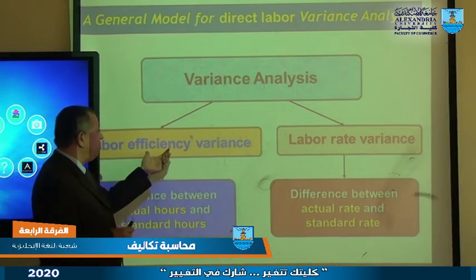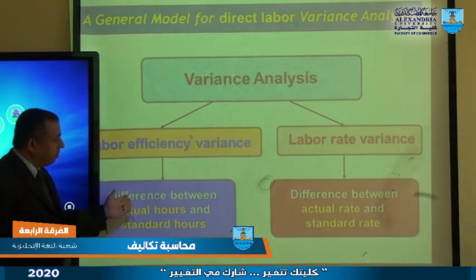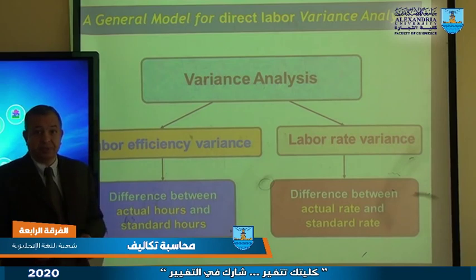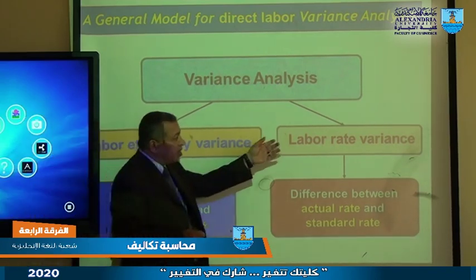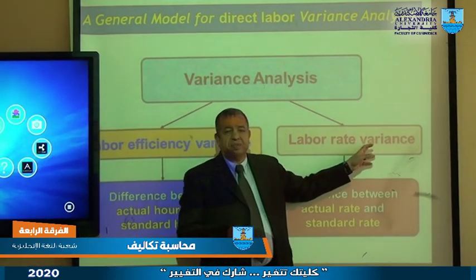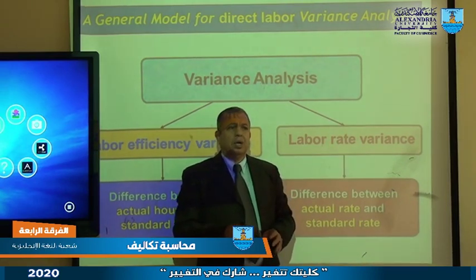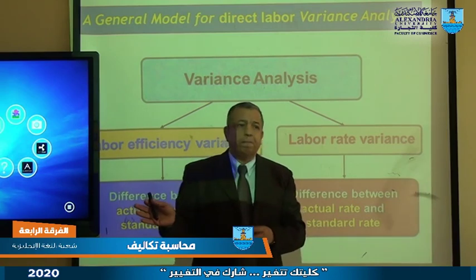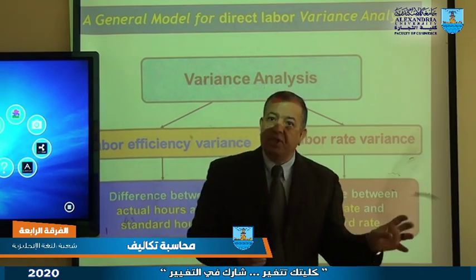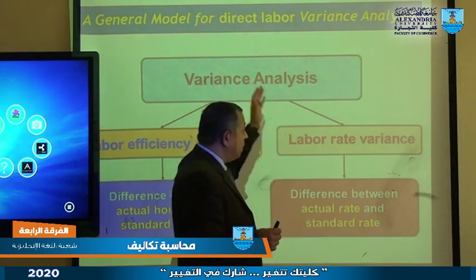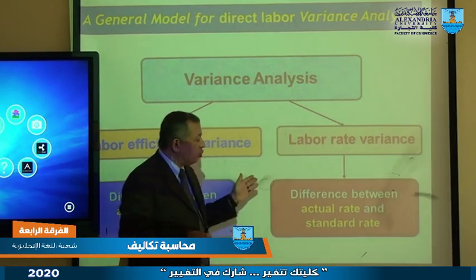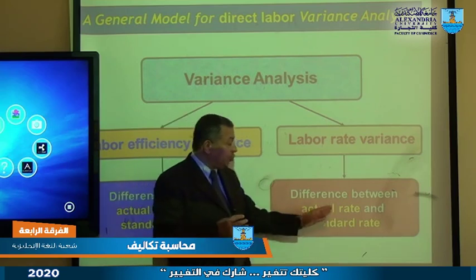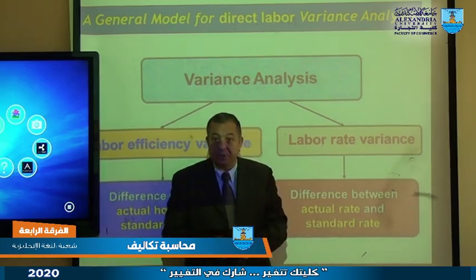How to calculate efficiency variance? The difference between actual hours and standard hours. The second one, we calculate rate variance, very simple, like price variance. How to calculate price variance in direct material? The difference between actual price and standard price. Here also, how to calculate rate variance for direct labor? The rate variance is the difference between actual rate and standard rate.